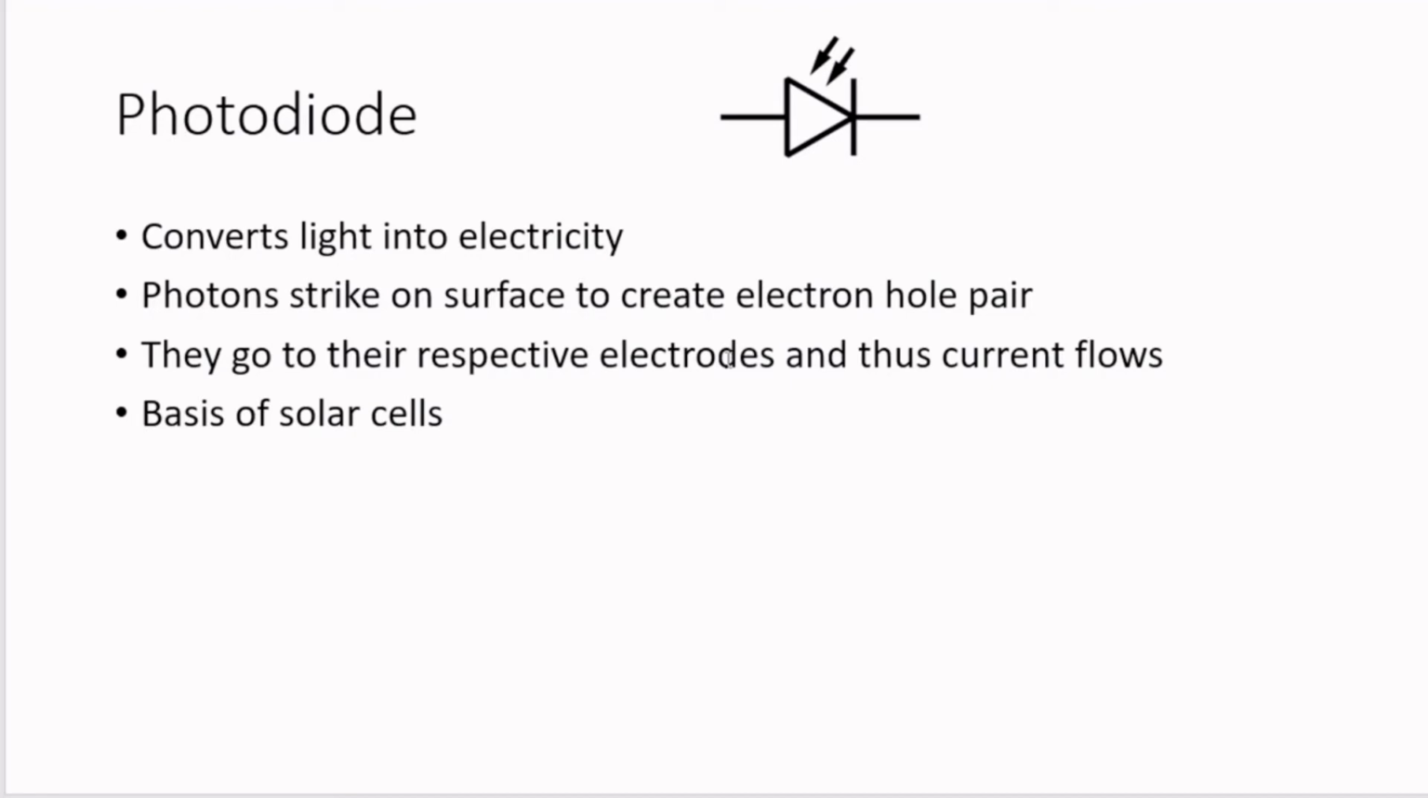Now next up is the photodiode. The function of a photodiode is the reverse of an LED. It converts light into electricity. When the photons, or light particles, strike the surface, they create an electron and hole pair, and they go to their respective electrodes, and that's how the current flows. This basic function is the function of our solar panel cells. That's exactly what happens in a solar panel. When the sun rays hit the panel, they create electron hole pairs, which go to their respective electrodes, and that's how the current forms. That's what the DC current is.